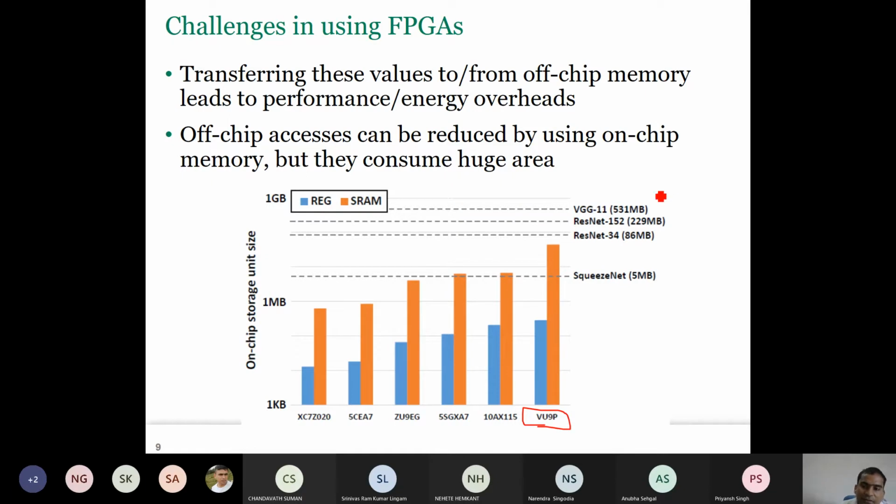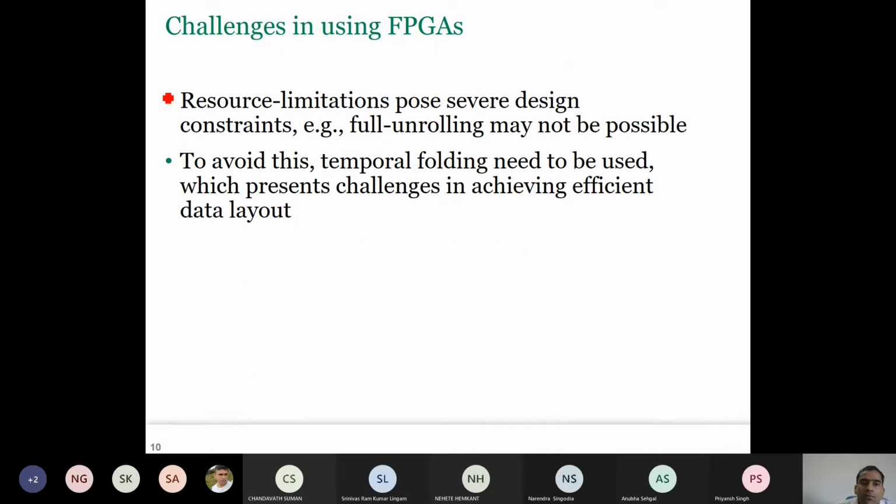Other networks are really large, whereas SqueezeNet is a really small network, just like MobileNet, ShuffleNet, GoogleNet. These are examples of compact networks which have very few parameters. So their parameters can be stored in the on-chip memory, but these larger networks cannot be stored entirely in a single FPGA. So these limitations pose severe design constraints. Full unrolling is not possible, as I explained.